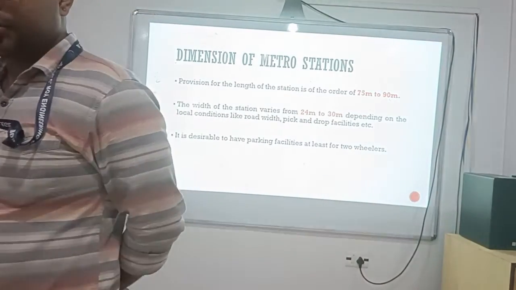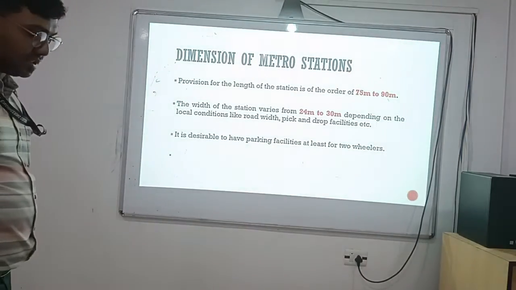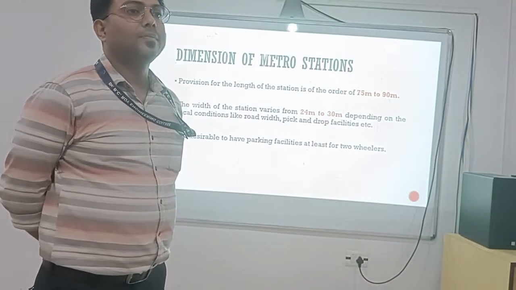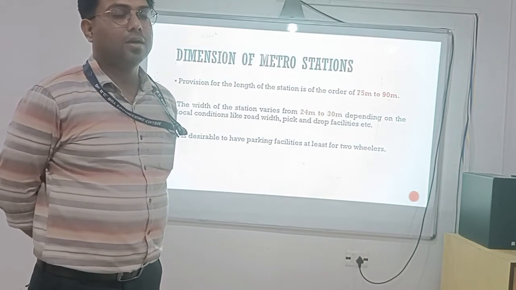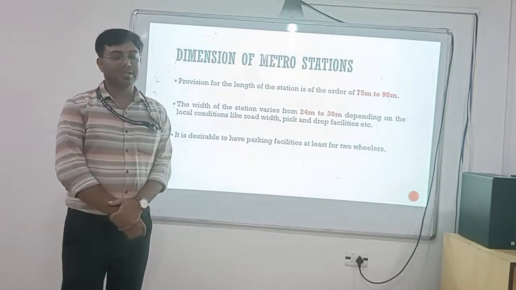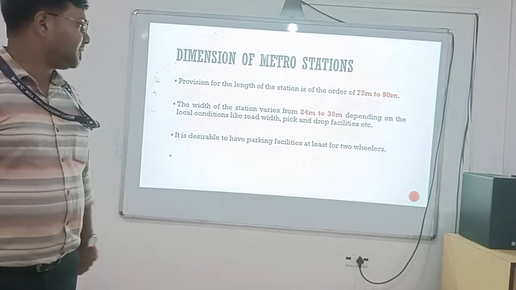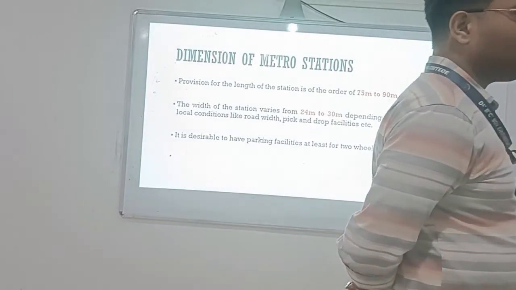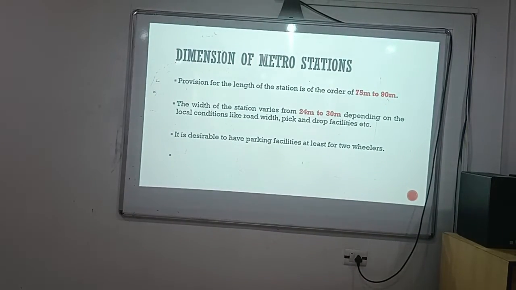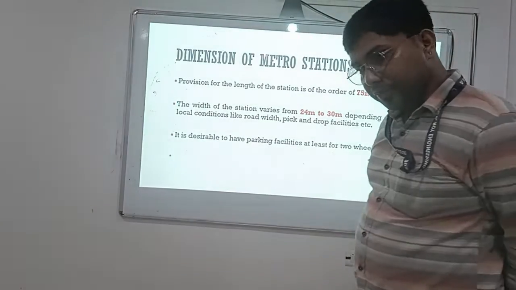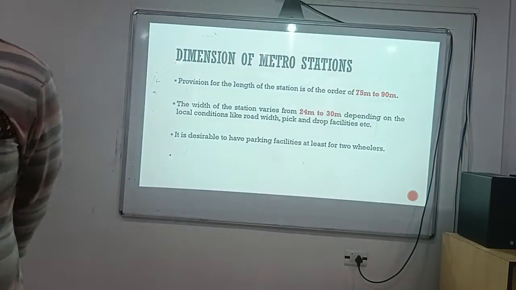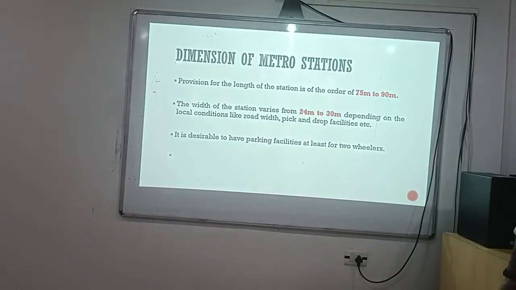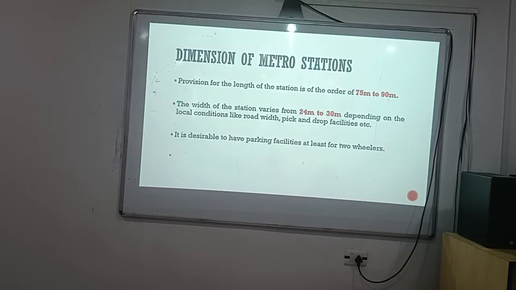It is desirable to have parking facilities at least for two-wheelers. In metro cities, where the metro rail mode of transportation is adopted, if parking facility is not there, that is of no relevance. So at least for two-wheelers parking facilities should be there, but desirable is that full four-wheeler parking facilities should be there. So these are the provisions for the construction of metro stations.